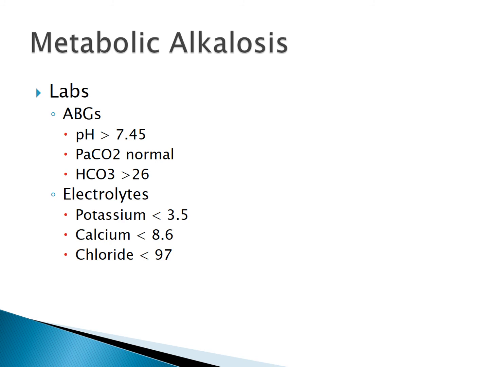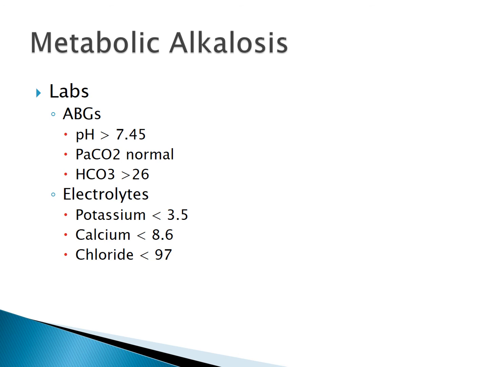Some labs. Okay, so we draw our ABGs. If somebody has metabolic alkalosis, this is what you're going to be looking for. Their pH, again, is alkalotic, so it's above 7.45. Their PaCO2 is normal, but their bicarb is also elevated, so it's over 26. Okay, so you're going to see an elevated pH and an elevated bicarb with a normal PaCO2. That is your cardinal way of checking to see if they have metabolic alkalosis.